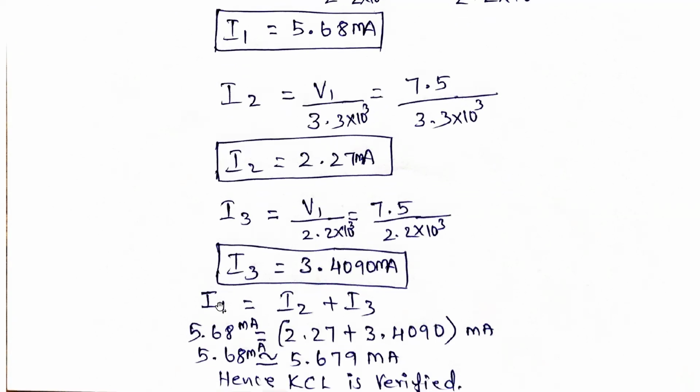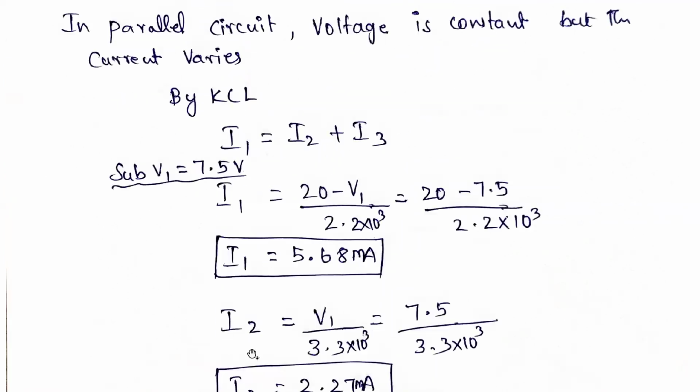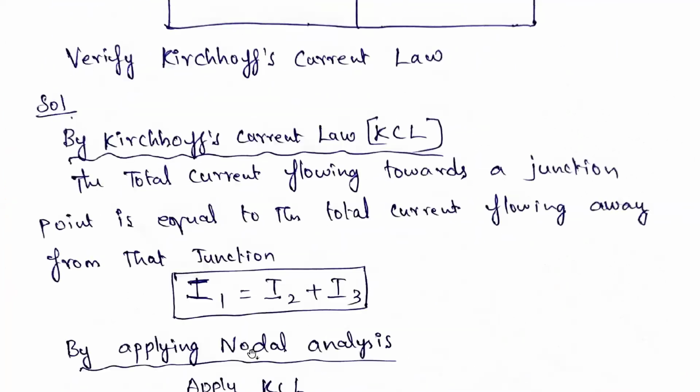So I1 is equal to I2 plus I3. Here I1 is 5.68, and I2 is 2.27 plus I3 is 3.4090 milliamperes. If you add these, it is approximately 5.679 milliamperes, which is approximately equal to 5.68 milliamperes. Hence, Kirchhoff's current law is verified for this particular circuit.